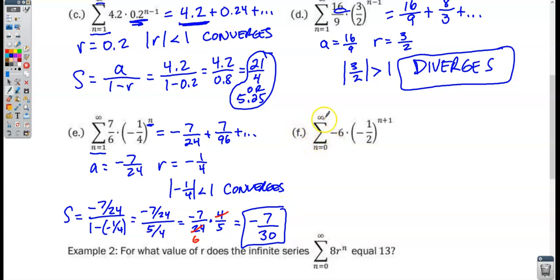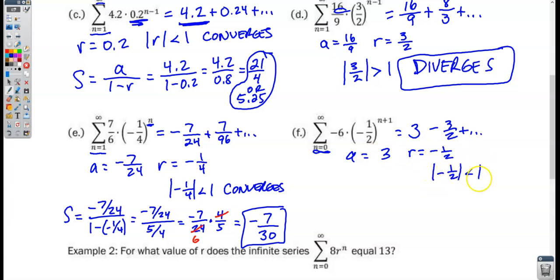F is the sum from 0 to infinity of negative 6 times the quantity negative 1/2 to the n plus 1 power. Okay, so let's see, when n is 0, that means this is negative 1/2 to the first, and so the first term of this series is going to be 3, and then minus 3/2, etc. So A is equal to 3, R is equal to negative 1/2. The absolute value of R is less than 1, so this converges.